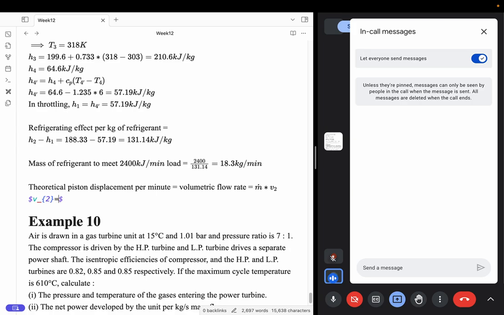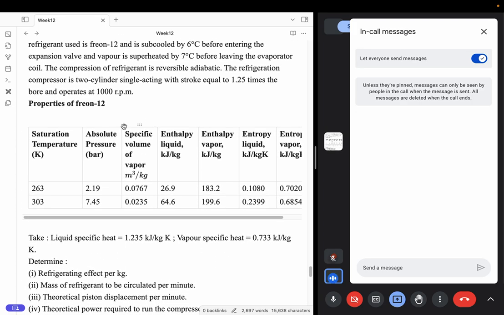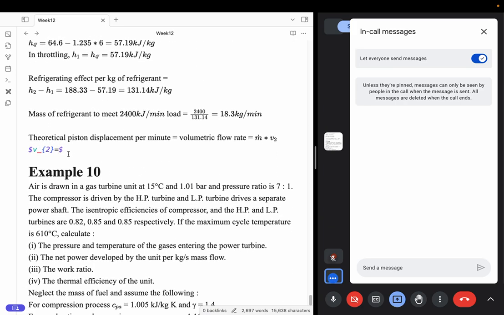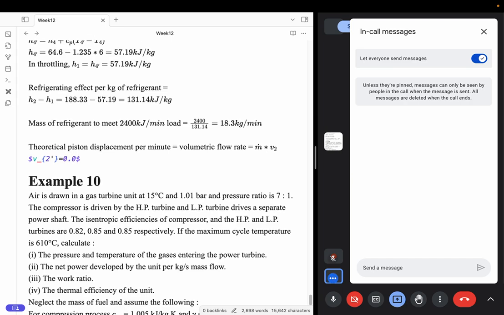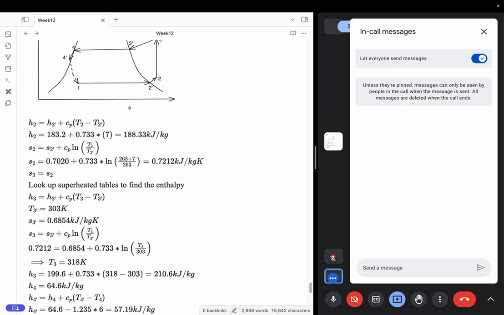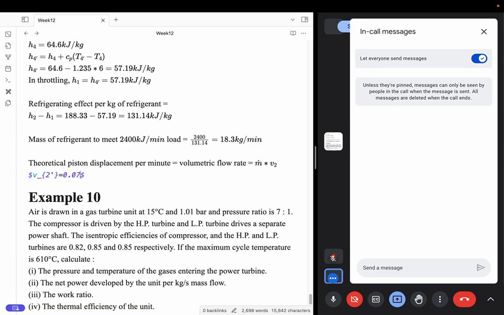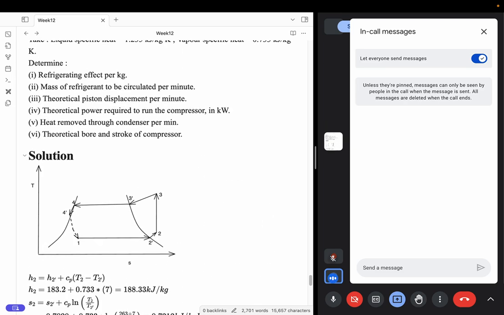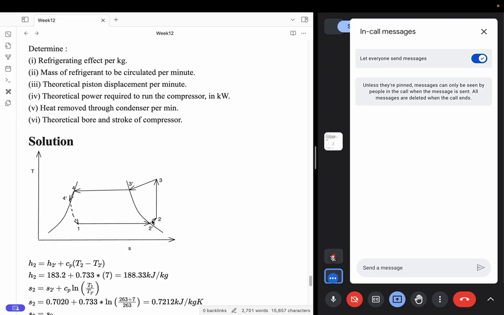So again, I know the specific volume of vapor is given as 0.0767. So V2 prime is given as 0.0767. I need to calculate V2. So which process is happening here? 2 prime to 2.